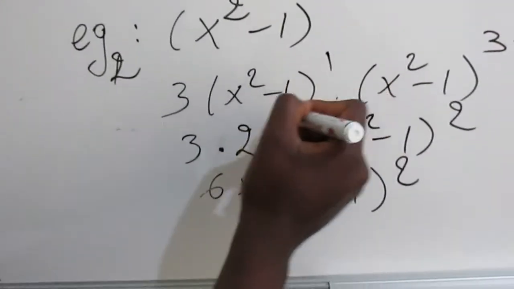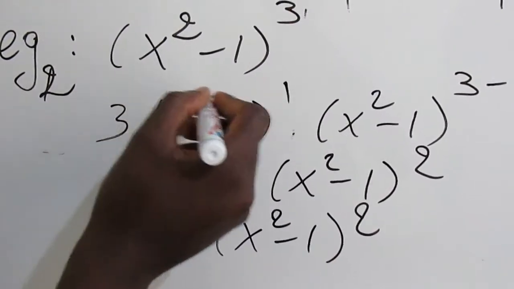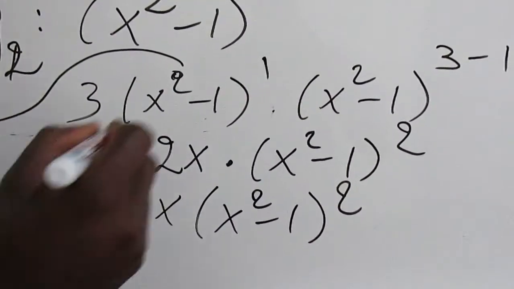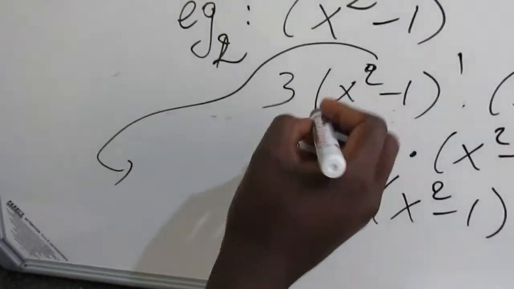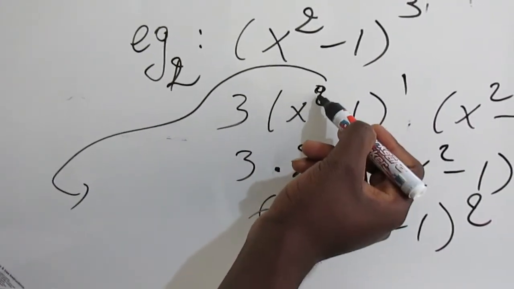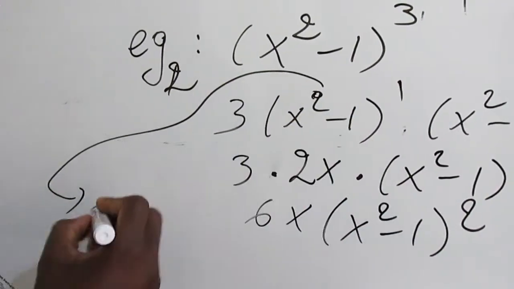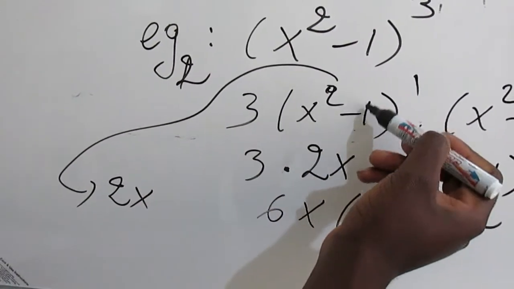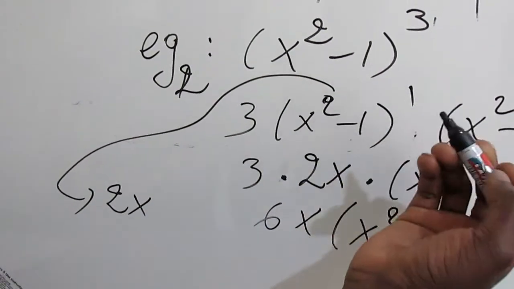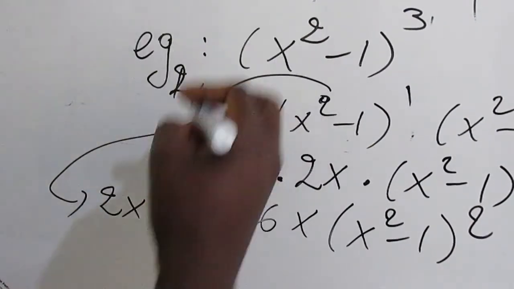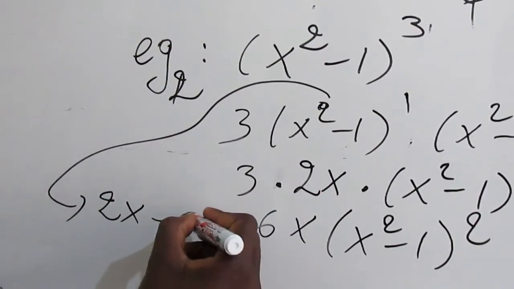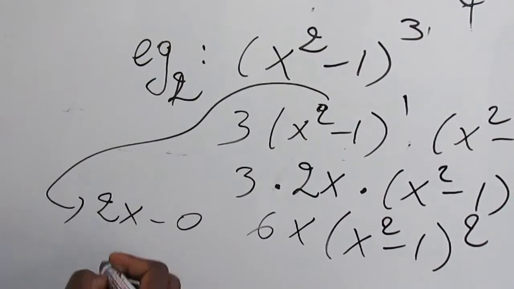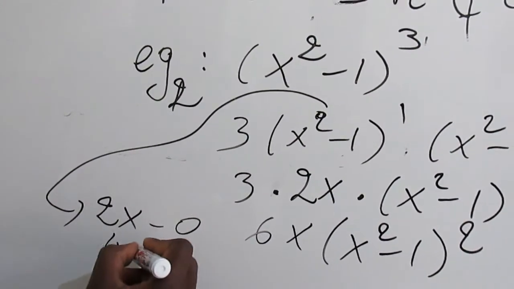So guys, remember, how did I find the 2x? It's because we took the 2 and brought it down. That's what gave us 2x. Then remember the derivative of a constant. This minus 1 is a constant. The derivative of all constants will always be 0. Then 2x minus 0, we have 2x. That's where the 2x came from.